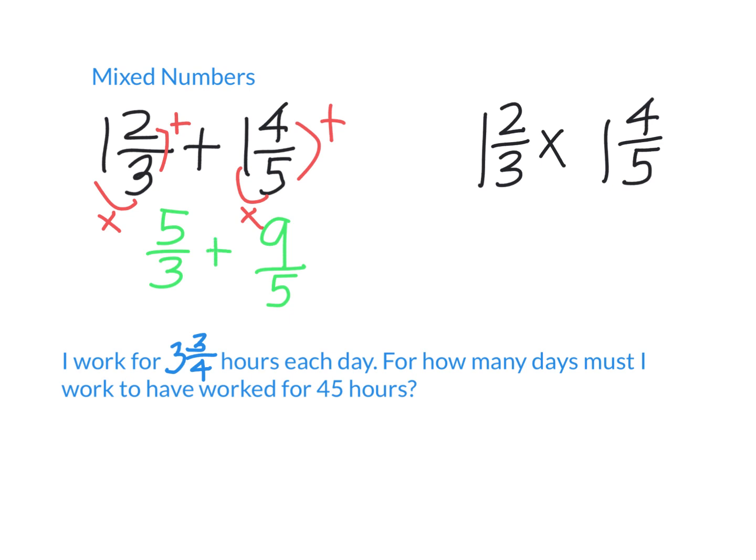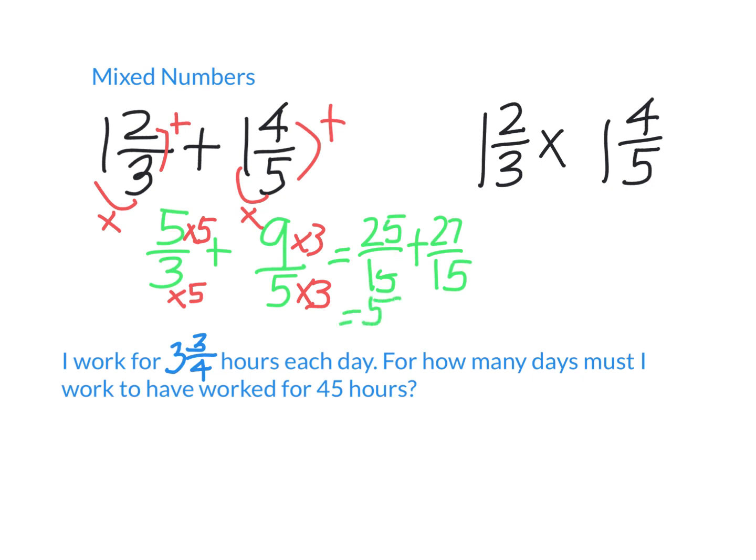So here I'm adding 5 over 3 and 9 over 5. So when I want to add fractions, remember I have to first make the denominators the same. The lowest common multiple of 3 and 5 is 15. So I'm going to times top and bottom by 5 here and times top and bottom by 3 here. So 5 over 3 becomes 25 over 15. 9 over 5 becomes 27 over 15. So now that I have the same denominators, I simply add the numerators. 27 plus 25 is 52. So my answer here is 52 over 15.